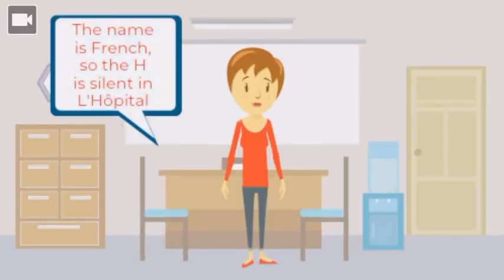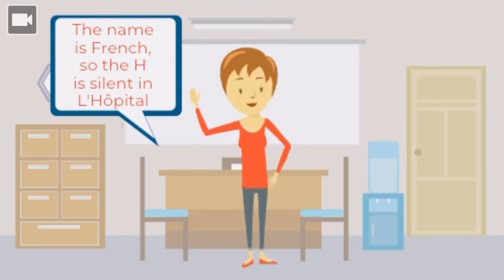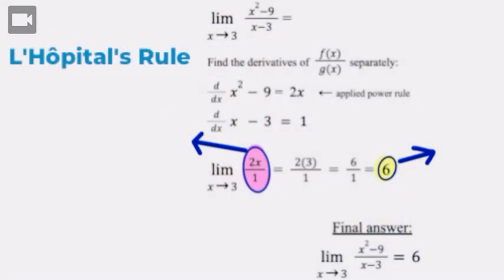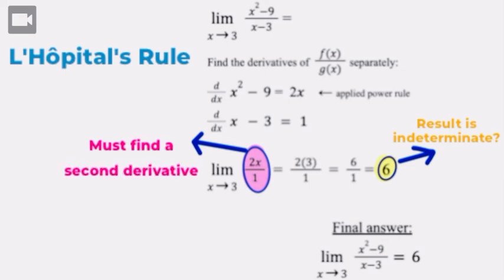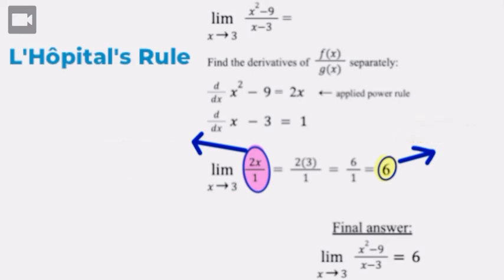Alright, that was rather simple. I actually think that pronouncing L'Hôpital is probably the hardest part of the rule. It is also important to note that if you get to this point, and instead of getting a real number answer, like 6, you get an indeterminate answer, you'd have to find a second derivative. You'll do this until you find a real number answer. Sometimes you might have to find a third derivative, or a fourth, hopefully not.